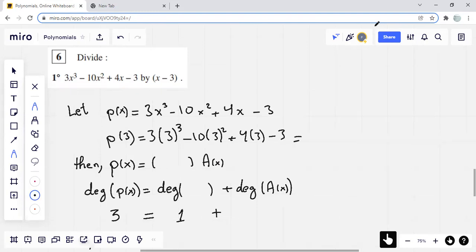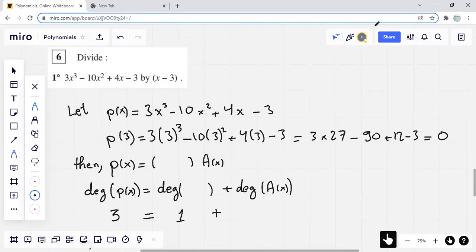By doing the necessary calculations, this is 3 times 27 minus 10 times 9, this is 90, plus 12 minus 3. This will add up to 0 using the calculator. So we say that 3 is a root of p of x. Why? Because p of 3 is equal to 0.